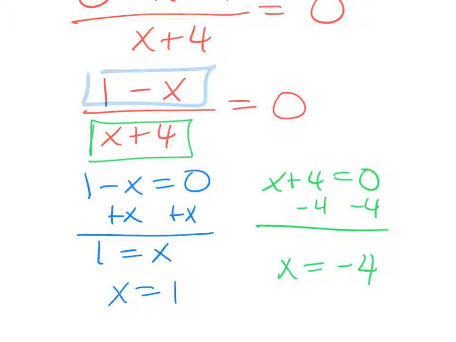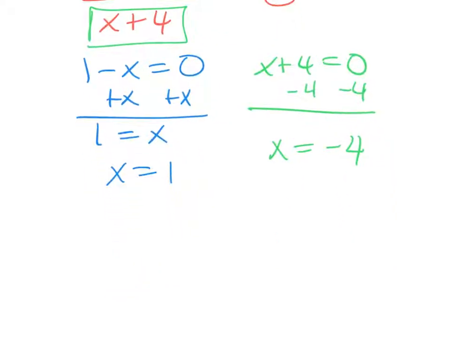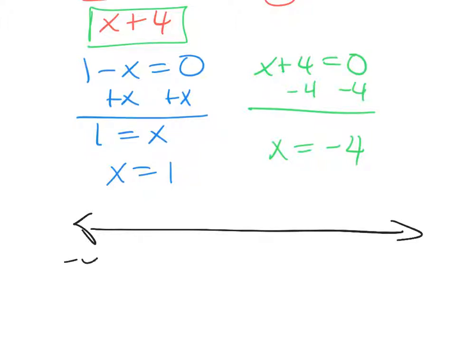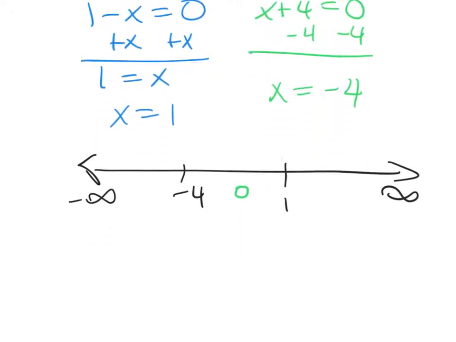The 2 answers I just got for x, these are going to break up my number line into the intervals. So just like before with the quadratics, I'm going to set up my number line, least to greatest. And again, I'm going to pick a test point. Doesn't matter what number you plug in. Again, I like 0, so I'm going to put my zeros located right here in the middle.